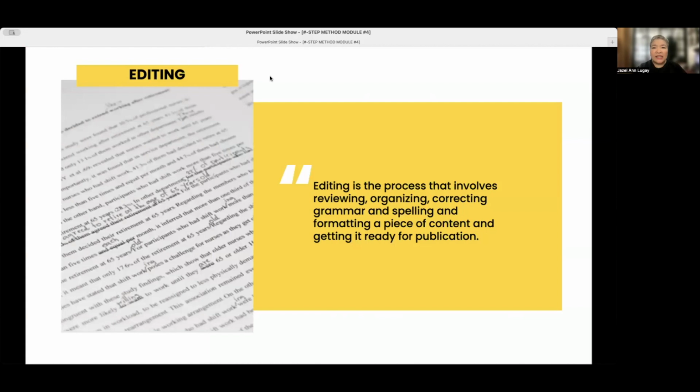Editing is the process that involves reviewing, organizing, correcting grammar and spelling, and formatting a piece of content and getting it ready for publication.